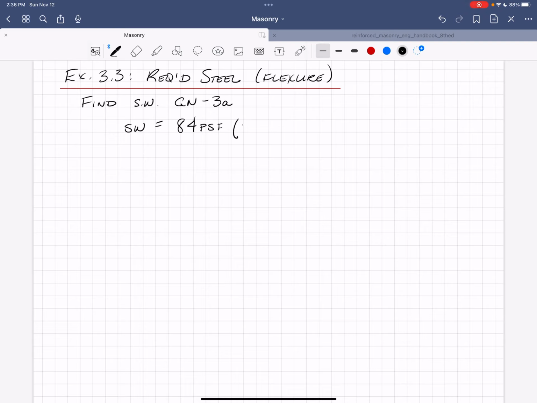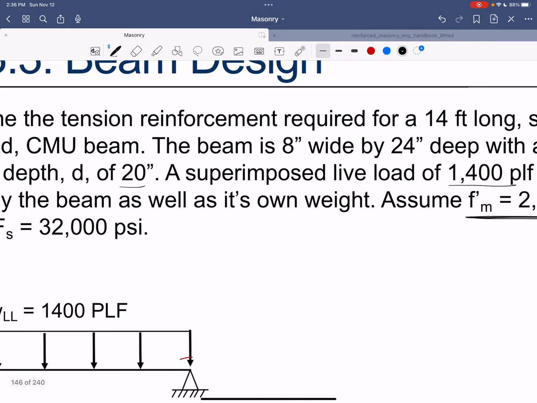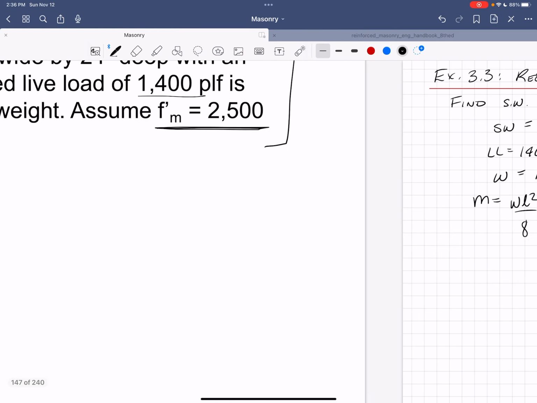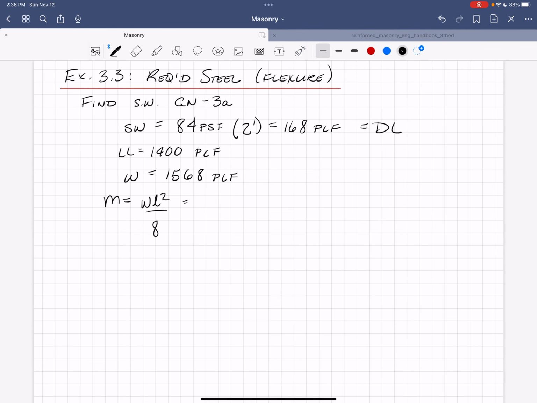It's a 2-foot tall beam, and I get 168 pounds per linear foot, and that's my whole dead load. Live load is 1,400 pounds per linear foot. So my total load is 1,568 pounds per linear foot. Moment then is WL squared over 8. What was our span on this one? Span here was 14 feet. So WL squared over 8 is going to give me 38,416 pound-feet.